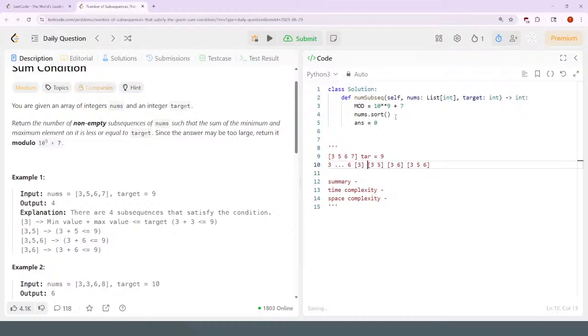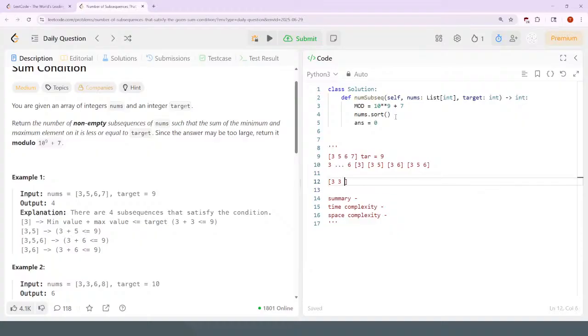And then because 5 cannot, if 5 is the minimum, then it cannot go anywhere. Like, 5 by itself could work, right? No, 5 by itself couldn't work because 5 would be the minimum, 5 would be the maximum. Okay, so maybe something like that.